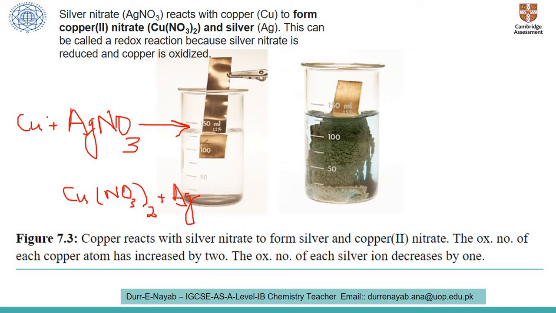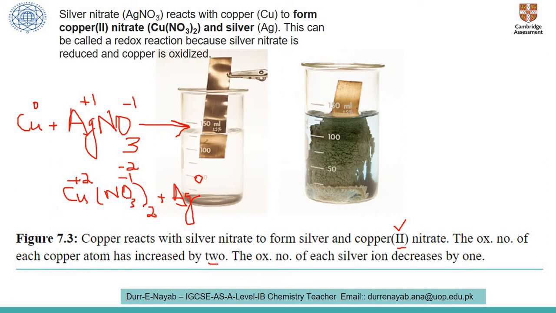Now you can see in this reaction, the oxidation number of copper was 0. Silver over here was in a +1 state, and nitrate was in the -1 state. Now silver in the product changes to 0. Copper over here is in the +2 state. For 1 nitrate, the charge is -1, so on 2 nitrates you will have -2. So the copper reacts with silver nitrate to form silver and copper +2 nitrate. This is called copper(II) nitrate. The 2 is just representing the oxidation number on the copper. Now the oxidation number of each copper atom has increased by what?